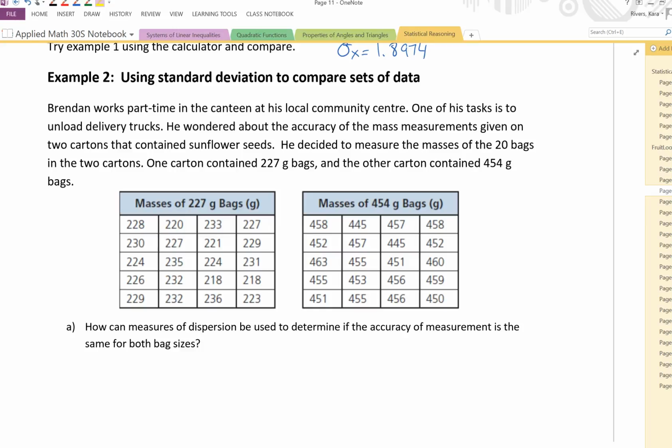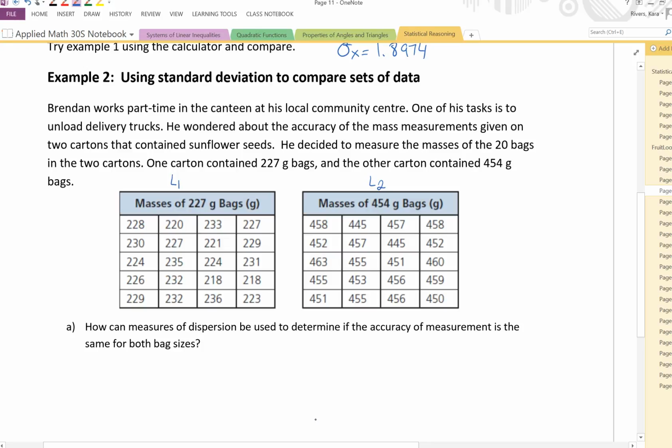So you can see here from the data, we've got 2 sets. We can put this set into L1. We could put this set into L2. Now, it's not a frequency table. We're not measuring them against each other. We're just putting both sets of data in. So the 20 bags that measure 227 grams and the 20 bags that measure 454 grams.